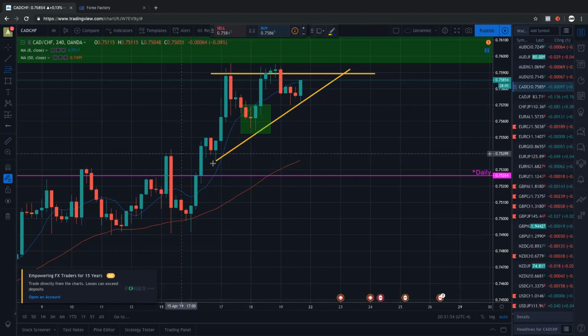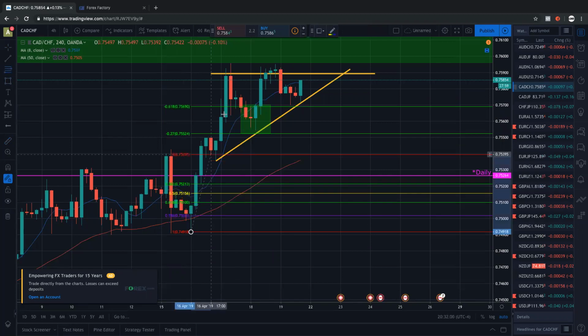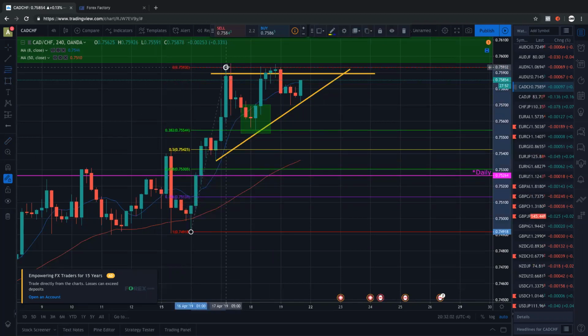So I'll take my Fibonacci tool, and the last low could be drawn from here to this high here. Now from this low to this high was met by a retracement. And this retracement came down to the 0.382. What you want to be mindful of is 382 and 618. These are the two strongest trend continuation levels that you can find in the market.